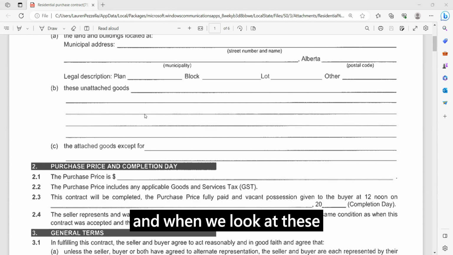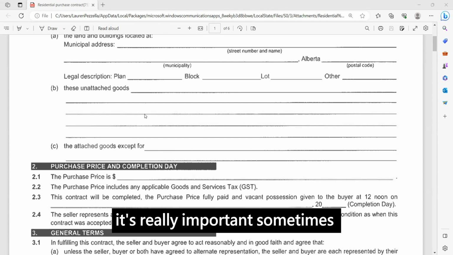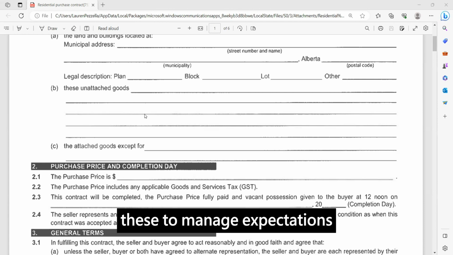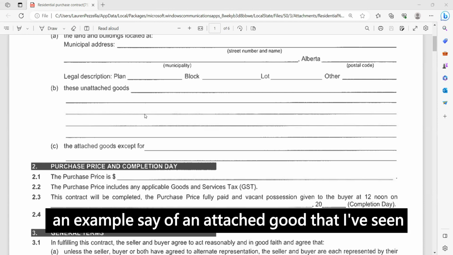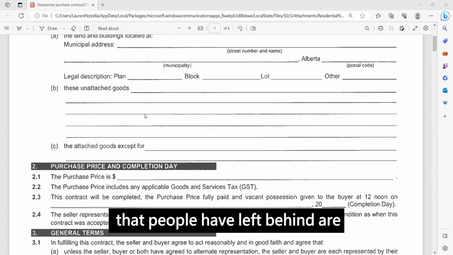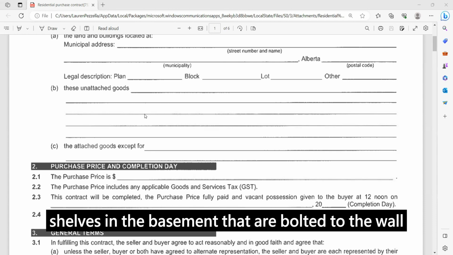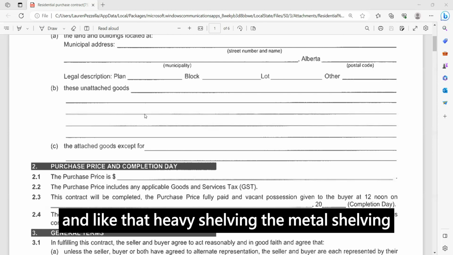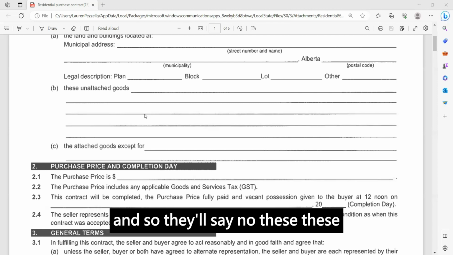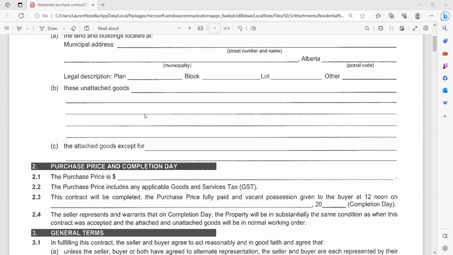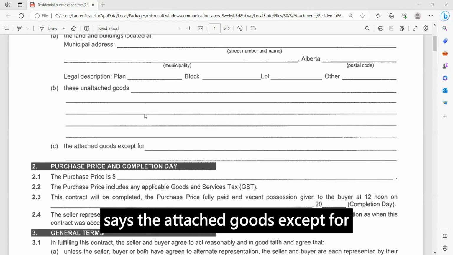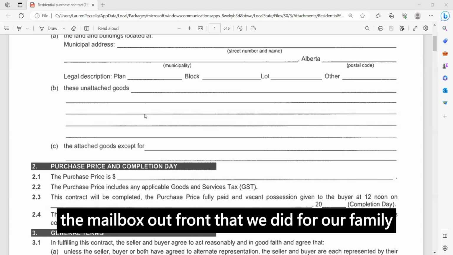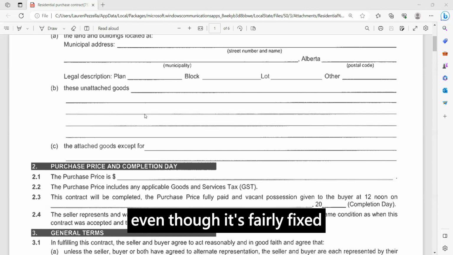And when we look at these, it's really important, and sometimes realtors don't put enough focus on these to manage expectations. An example of an attached good that I've seen people leave behind is shelves in the basement that are bolted to the wall and to the floor, that heavy metal shelving. They'll say, no, these are going to be left behind, right? Or the attached goods clause might say except for, hi, we are going to be taking the sign or the mailbox out front that we did for our family, even though it's fairly fixed.